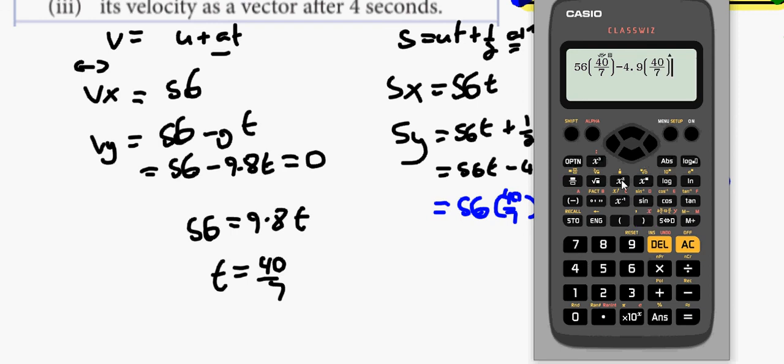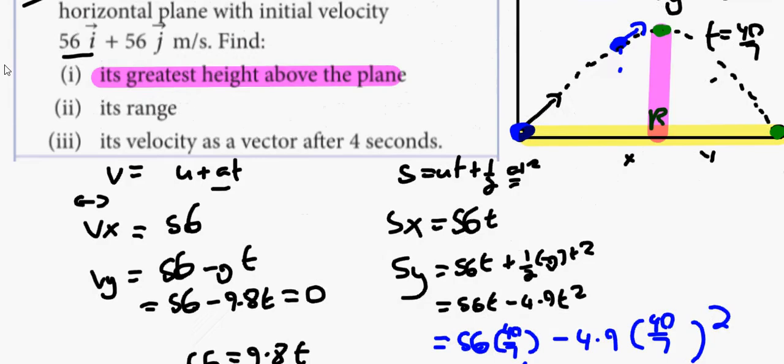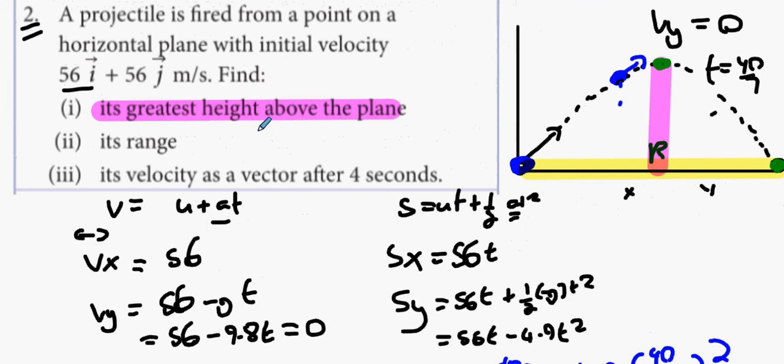Okay. And there we go. 160 meters. Everybody good with that? So you're 160 meters in the air. Everybody cool? Awesome. So its greatest height is 160 meters.